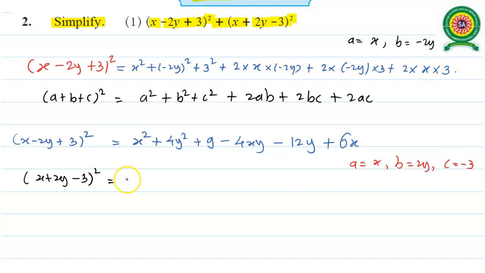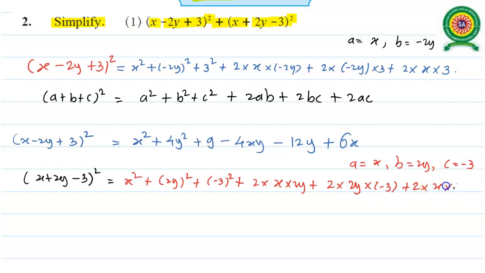So a square means x square, b square means 2y square, plus c square means minus 3 square. 2 times a into b means we have x into 2y, plus 2 times b into c means we have 2y into minus of 3, and plus 2 times a into c means we have x into minus of 3. Try to simplify it so that we are getting the expansion for x plus 2y minus of 3.